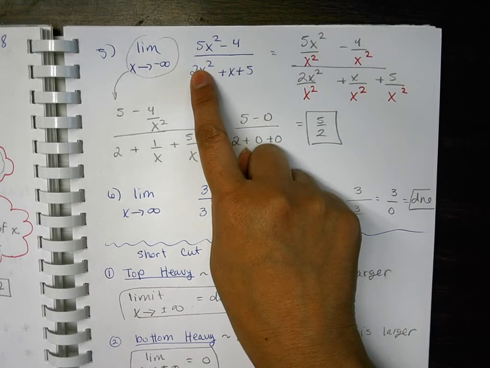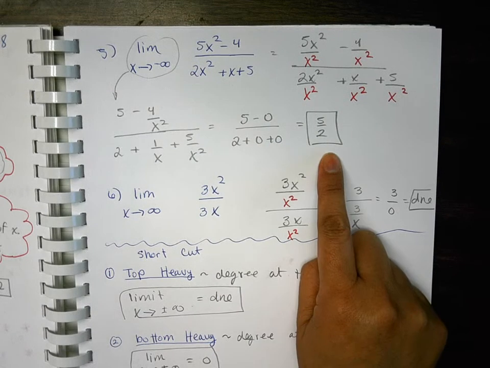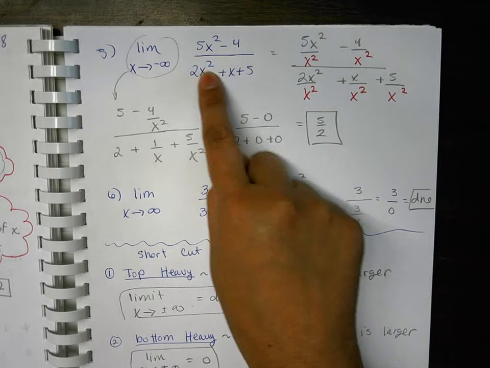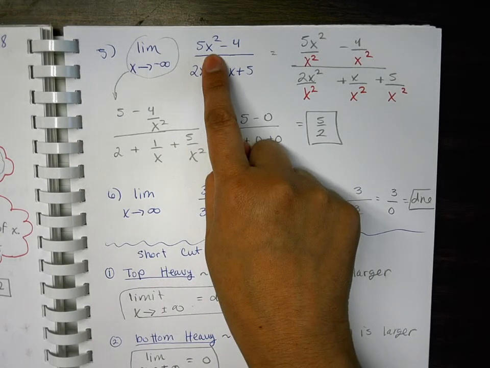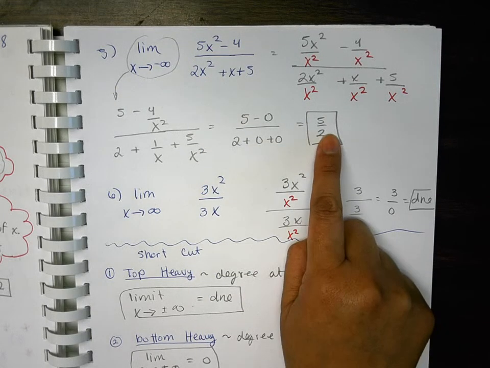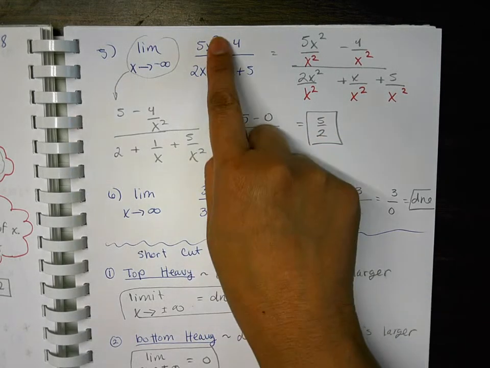what's the leading coefficient in the top? What's the leading coefficient at the bottom? And 5 over 2. Did it work? Oh. Wait, say that again? Okay. Leading coefficient, what's the leading coefficient here? 5. What's the leading coefficient here? 2. And 5 over 2 is 5/2.